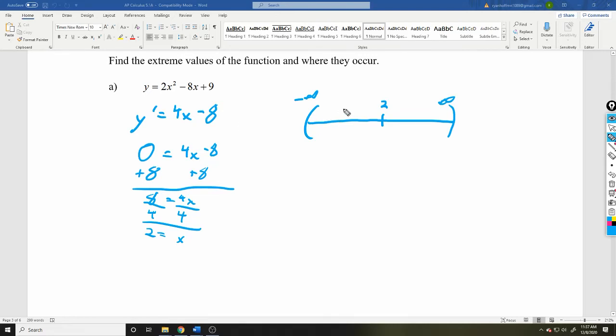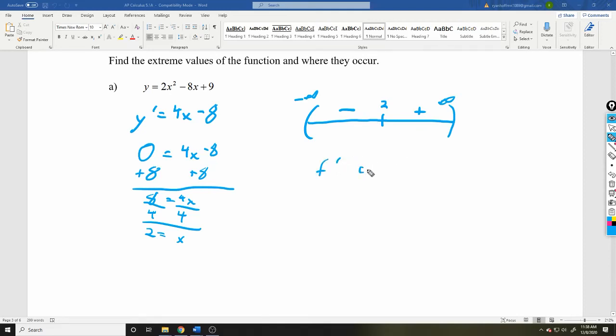So to the left of 2, well, let's use 0. 0 is an easy point to use. Usually we want to use 0. That's an easy point to plug in. So 4 times 0 minus 8, that's going to be a negative 8. So any point to the left of 2 is going to end up being negative. If I plug in points to the right of 2, let's use 3. 4 times 3 is 12 minus 8. Well, that's positive. And anything to the right of 2, if I pick 10, that's going to be 40 minus 8, still positive. We're just interested in the sign. You don't need to calculate out actual numbers. Whether it's positive or negative is good enough.